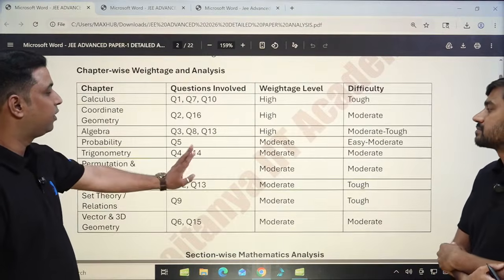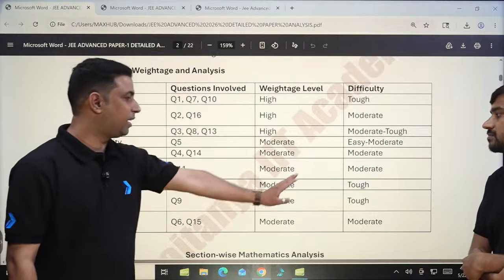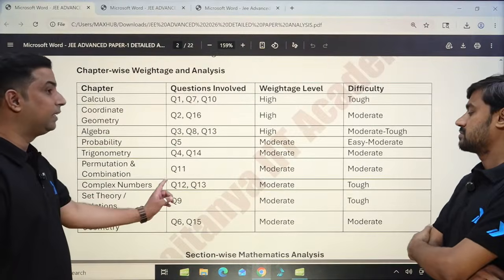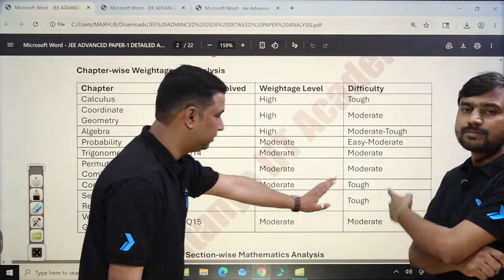Trigonometry, question number 4 and 14, moderate. And permutation combination, question number 11, moderate. Complex number contains 2 questions, 12 and 13, and it was on the tough side. This is about paper 1.